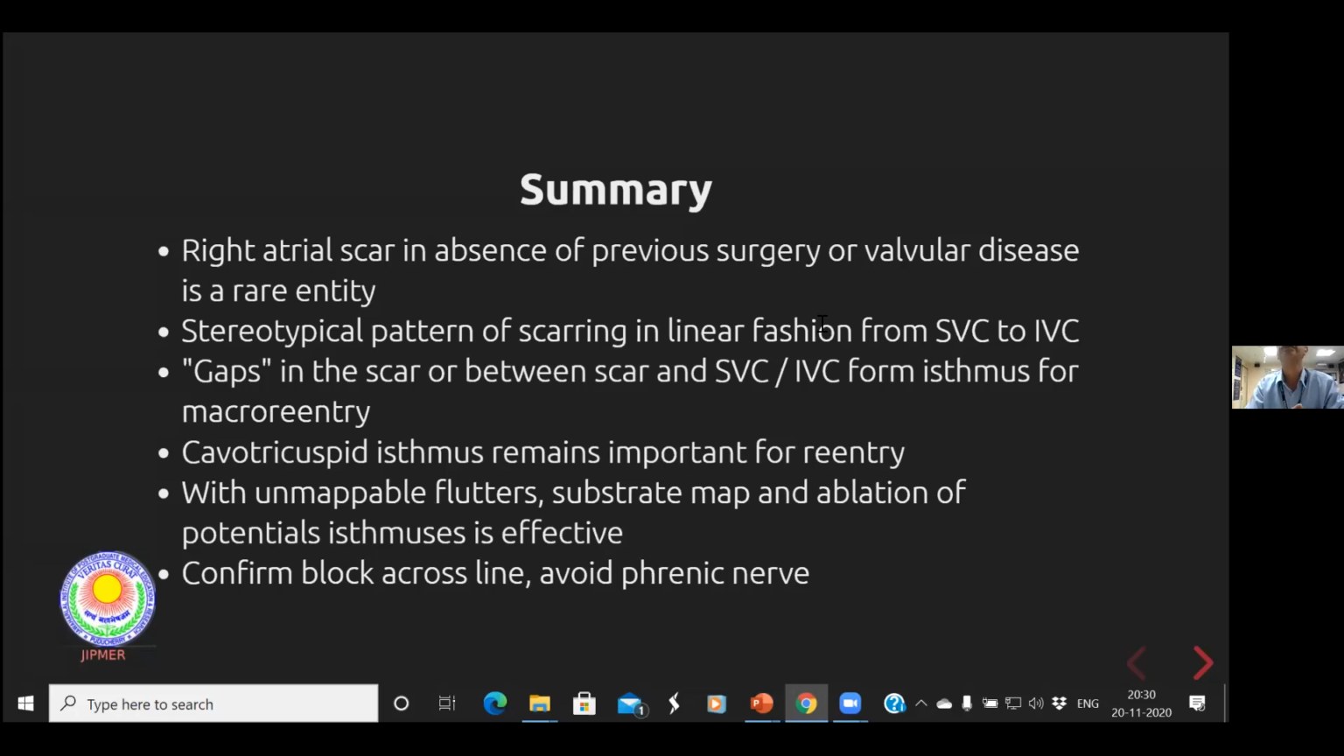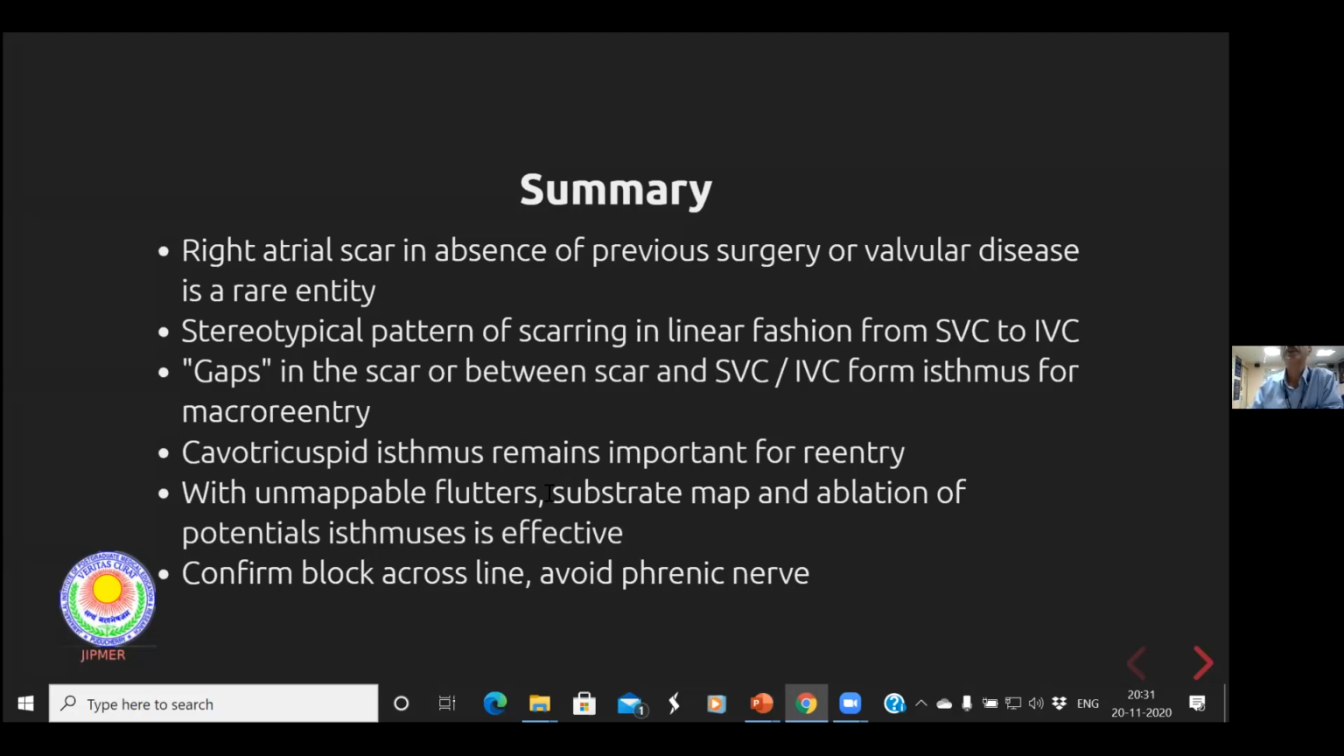These patients tend to have a typical stereotypic pattern of scarring in a linear fashion from the SVC to the IVC, and gaps in the scar, or between the scar and the SVC or the IVC, usually form the isthmus for macro reentry. And despite this, just as we see with ASD or with atriotomy, the cavo-tricuspid isthmus still remains a very important isthmus in these patients, and almost always it's better to ablate the cavo-tricuspid isthmus.